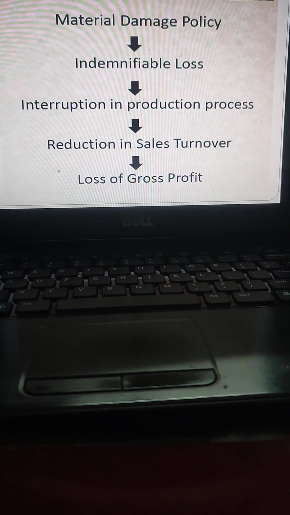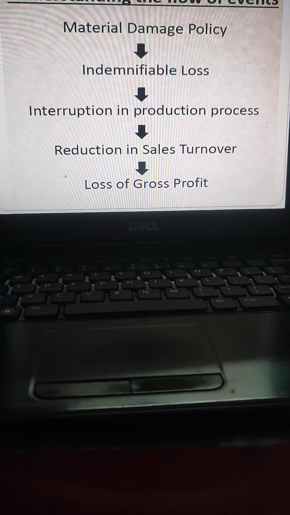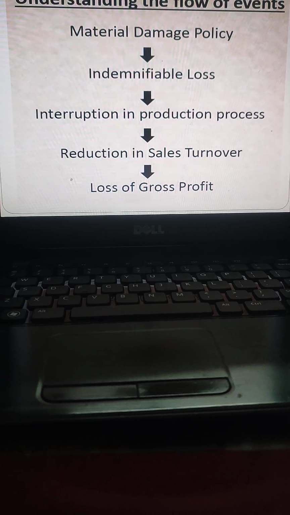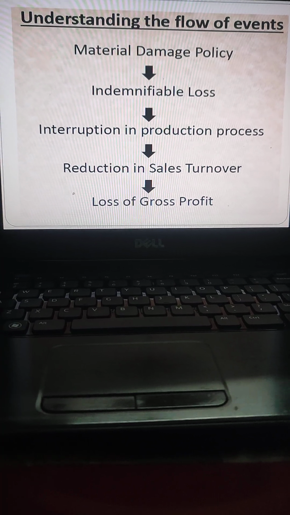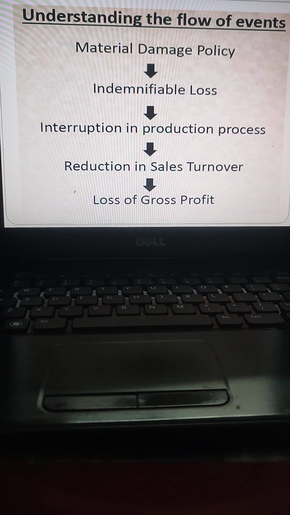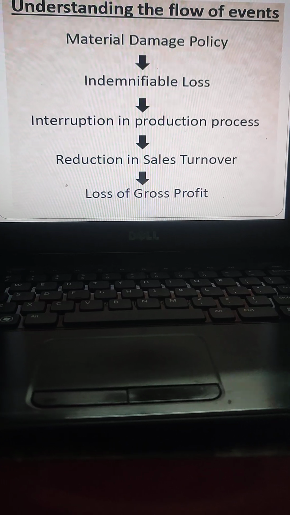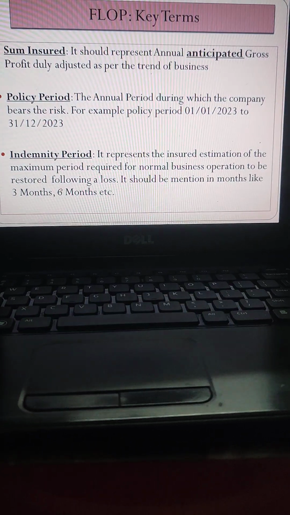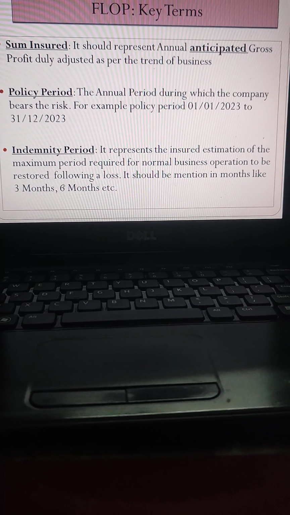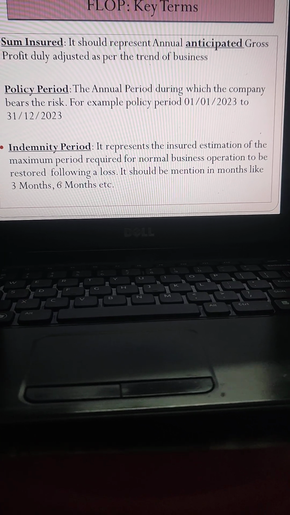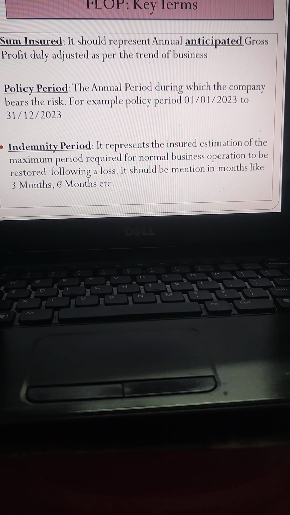As far as understanding the flow of events is concerned, see, material damage policy has to be there, then there is a loss indemnifiable under the policy, and then interruption in production process must be there. That will result into the reduction of sales turnover, and that will ultimately result into the loss of gross profit. So as far as sum insured of this policy is concerned, it should represent annual anticipated gross profit duly adjusted as per the trend of the business.